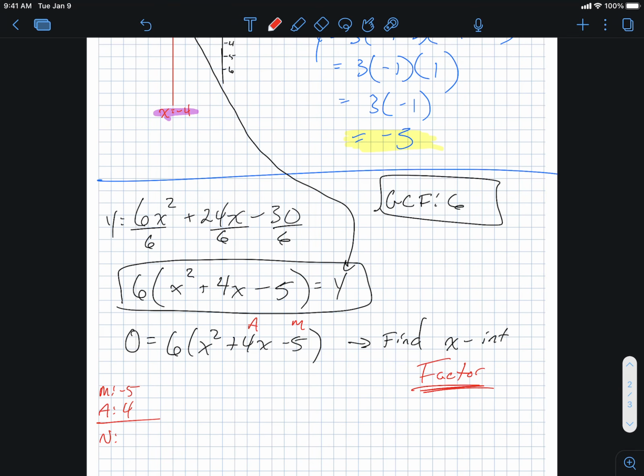It's a little bit harder, right? Anybody know what the two numbers are? I'll wait for you guys to do this one because this is an interesting one. Okay, I need two numbers that multiply to -5 but add to 4.